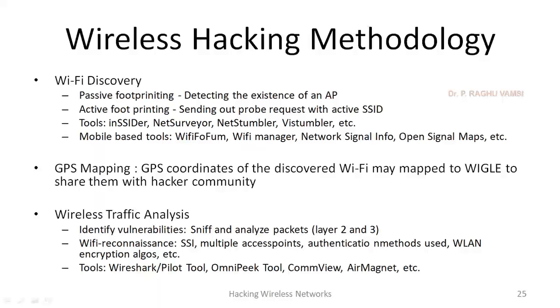Under passive footprinting, you detect the existence of an access point. Whenever you open it, automatically you will find the access point names, and if you list the ifconfig and turn the related wireless adapter on or off, then automatically it will show the list of access points there. This is passive. There is nothing to do in this. But in case of active, you send out a probe request, saying that I want to connect to this access point.